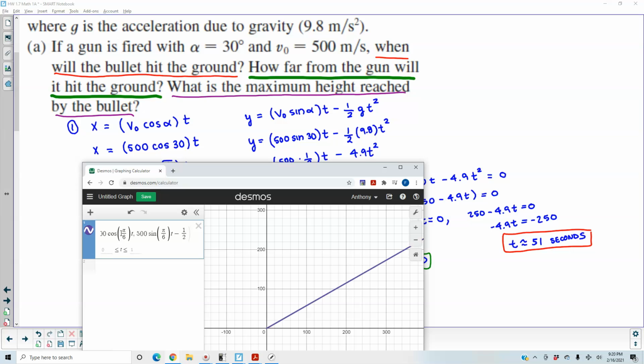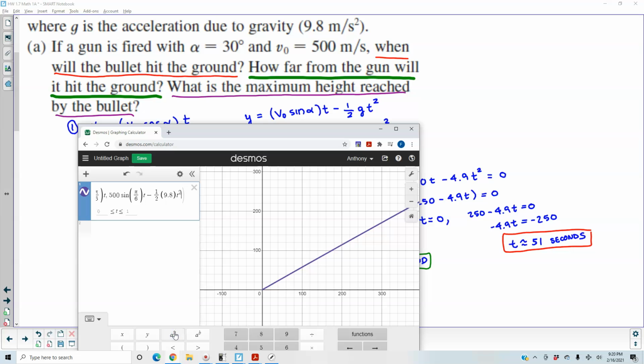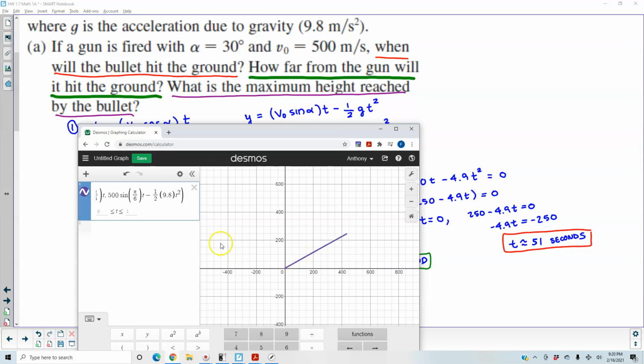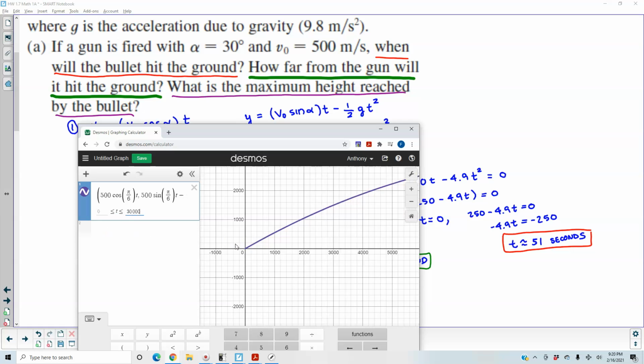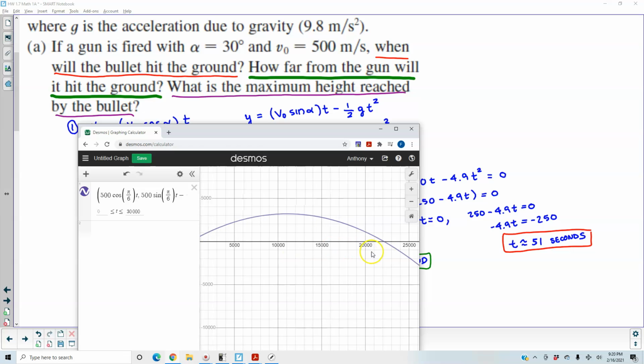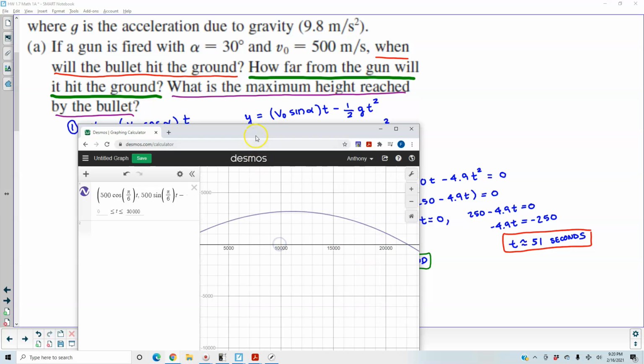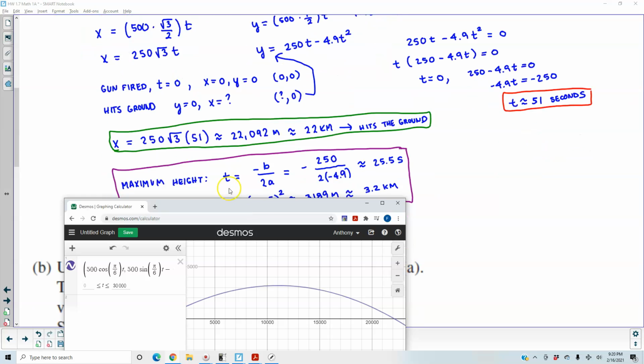minus 1/2 times 9.8 times t squared. And here is our graph. We're going to go, let's say, from 0 to 30,000. Okay, so since we're putting in 30,000, let's verify our results.